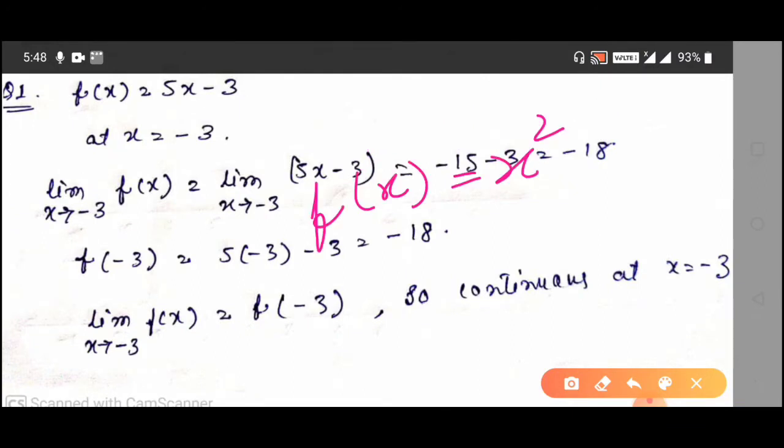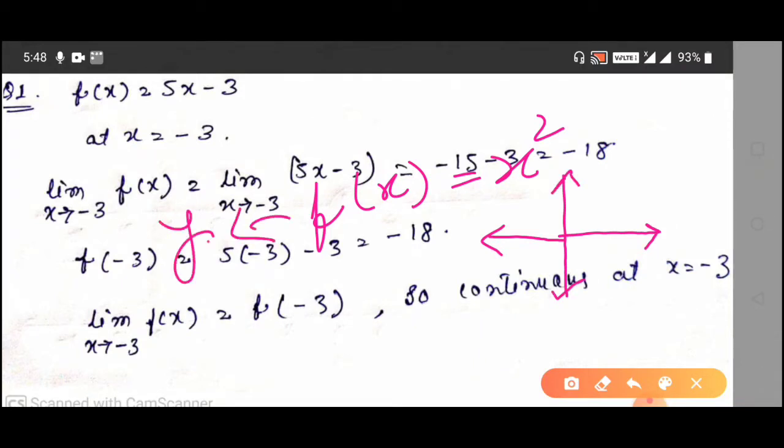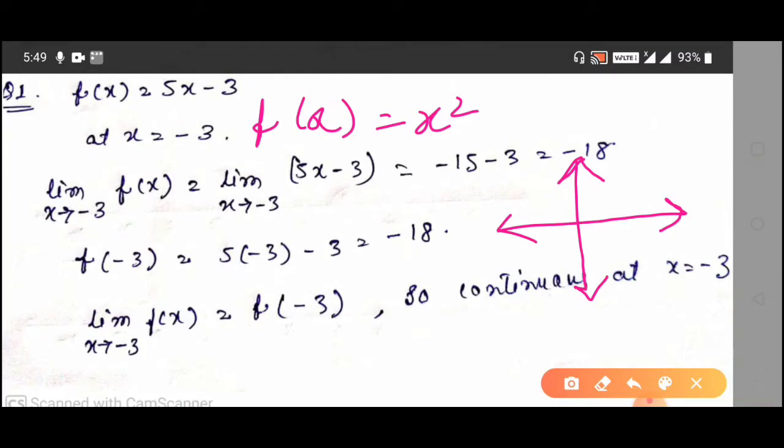Now if you want to draw the graph of x square, how will you draw? For that, first of all we have to draw the x-axis, then the y-axis. Now we know f(x) is y. So this is the x-axis and this is the y-axis. So this is the f(x). This horizontal line will take the values of x and this vertical line will take the values of y, that is f(x).